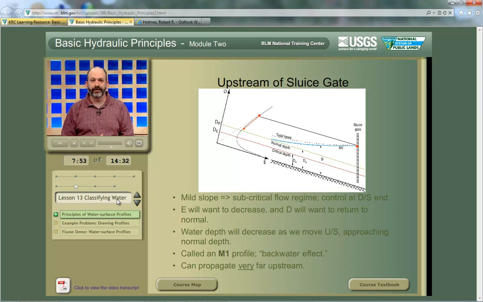Control is at the downstream end, and the energy will want to decrease, and D will want to return to normal. The water depth will decrease as we move upstream, approaching normal depth. This is called an M1 profile, and it's also termed a backwater effect. And the effects of a backwater curve like this can propagate very far upstream. In fact, during the flood of 1993 on the Missouri River, there were a few tributary streams that had effects that were seen as many as 20 and 30 miles upstream just because of the effect of the raised levels on the Missouri River.